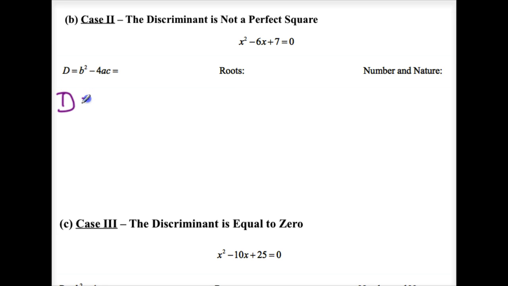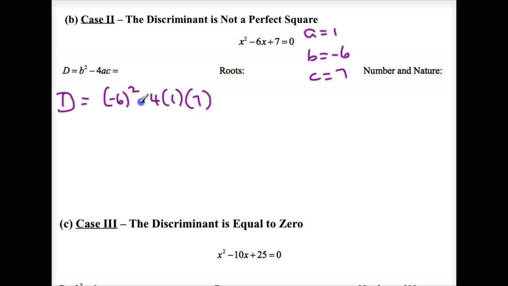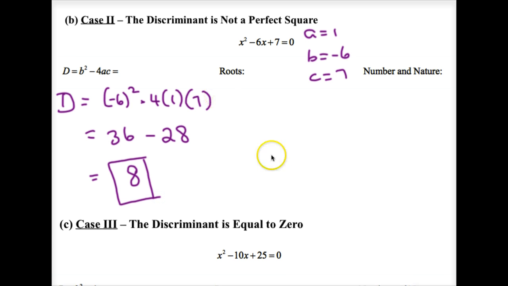My discriminant is equal to, what's my A, B, C here? My A is 1, my B is negative 6, my C is 7. So this becomes negative 6 squared minus 4, 1 times 7. This becomes 36, take away 7 fours, 28. 36 take away 28 is 8. So my discriminant is 8. So now let's find the roots.